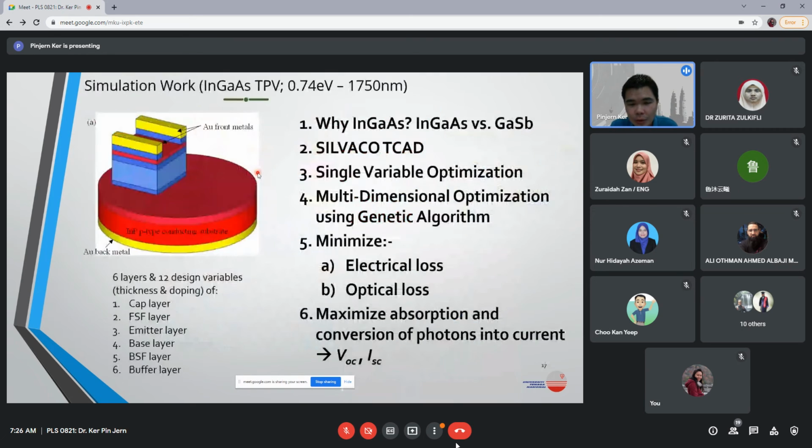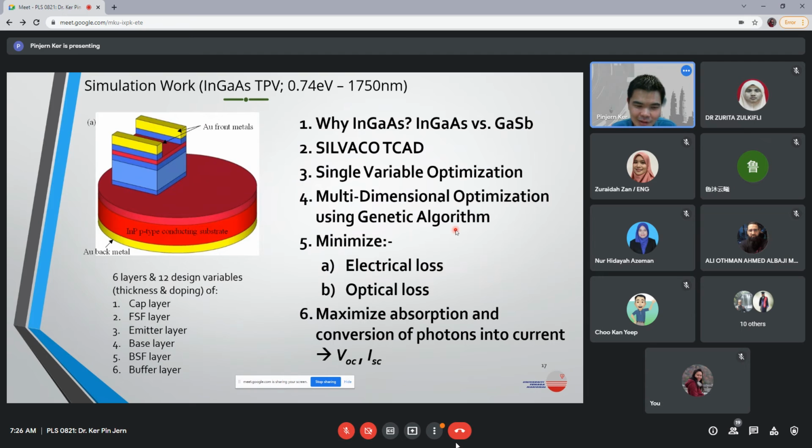Now, in terms of simulation work, we have also looked at some simulation because we can't really do much semiconductor growth in UNITEN. We have subcontracted it to the University of Sheffield for the growth. But in terms of simulation work, we have created a model for indium gallium arsenide, and we have carried out several different types of design variable optimization in what we call a multi-dimensional optimization using a genetic algorithm.